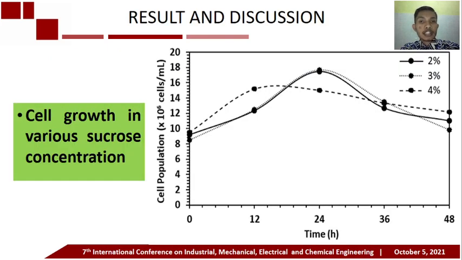Results and discussion. Cell growth in various sucrose concentration. From this graphic, we can know sucrose medium of 2% and 3% is more favorable medium for the yeast growth. It grows to reach 7.4 multiplied by 10 to the power of 7.